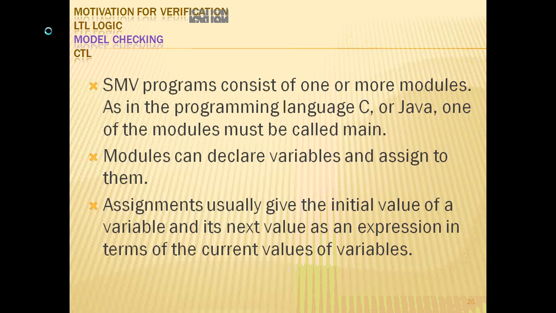Similar to C or Java programs, SMV programs also consist of one or more modules, and one of the modules must be the main module. Modules can declare variables and assign to them, and assignments usually give the initial value of the variable and its next value as an expression in terms of the current values of variables.